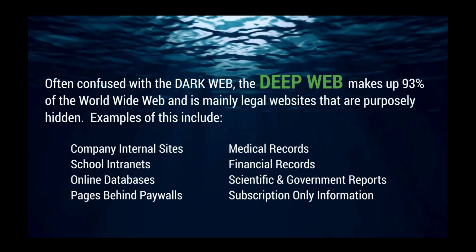Often confused with the dark web is the deep web. As I mentioned, it makes up approximately 93% of the World Wide Web and is mainly legal websites that are purposely hidden. Some examples include company internal sites like intranets, school intranets, online databases, pages behind paywalls, medical records, financial records, scientific and government reports, as well as subscription-only information. This information is typically held in the deep web.